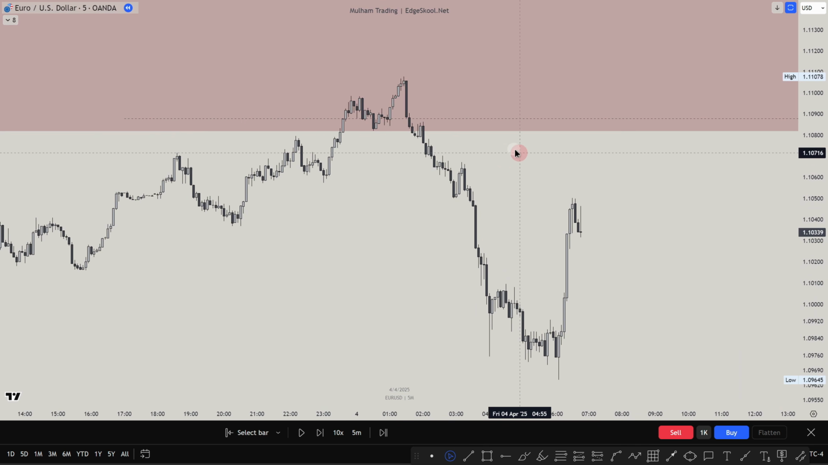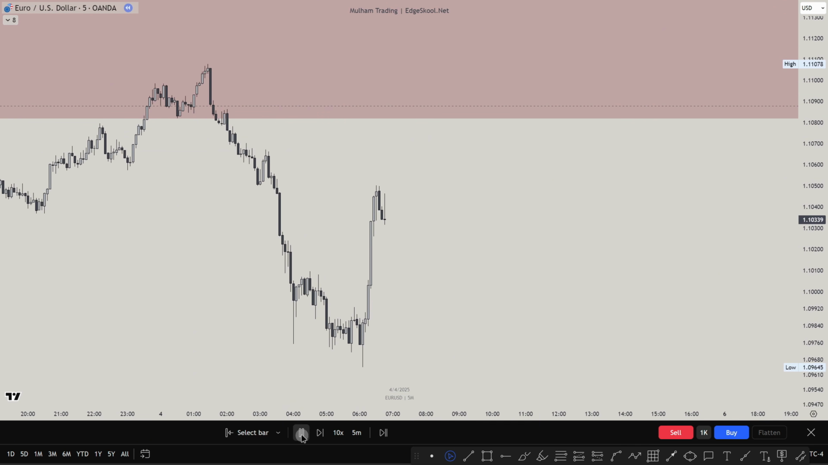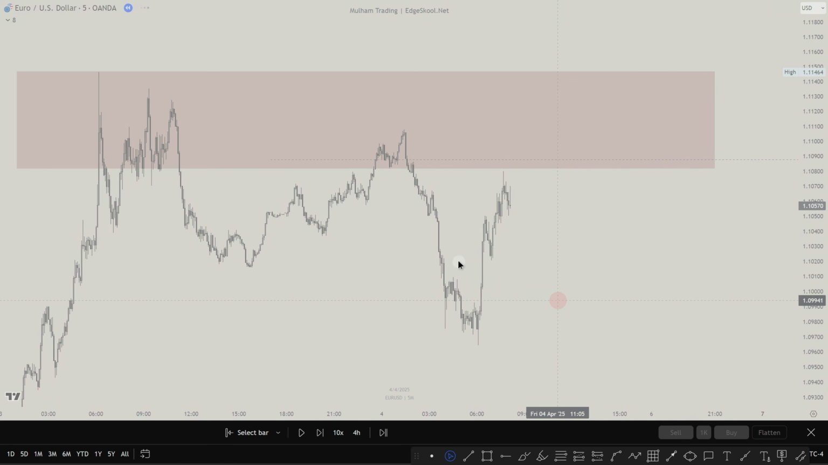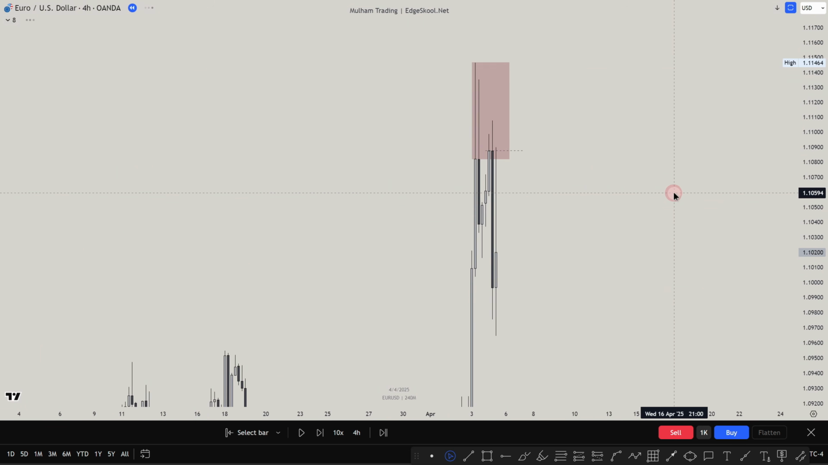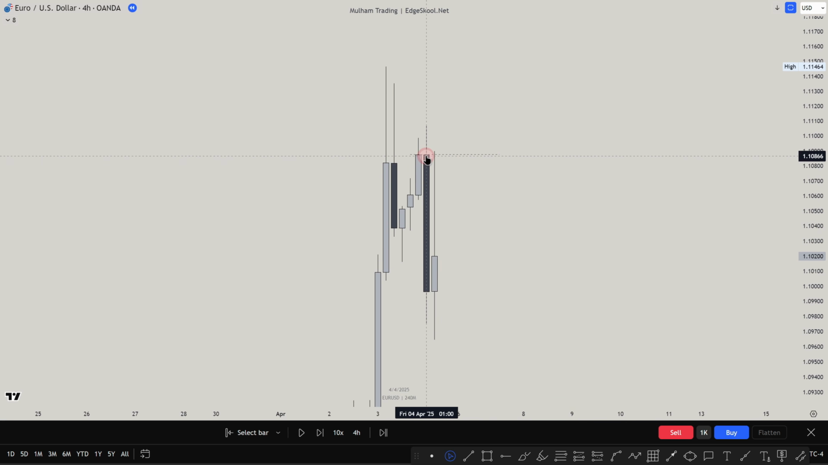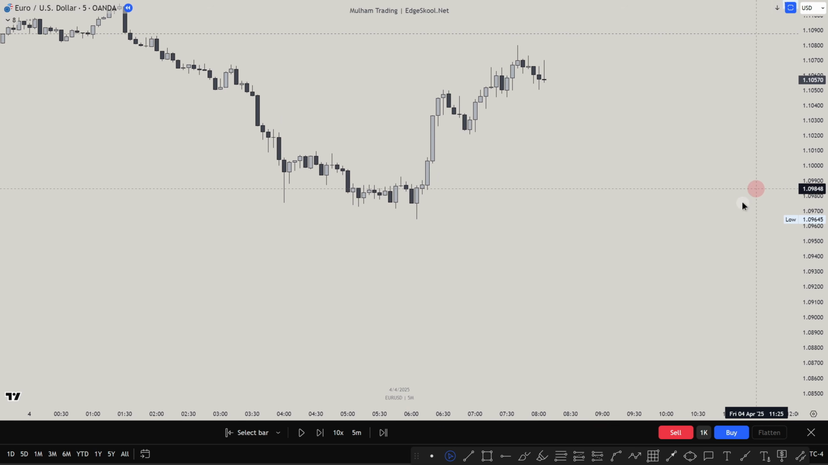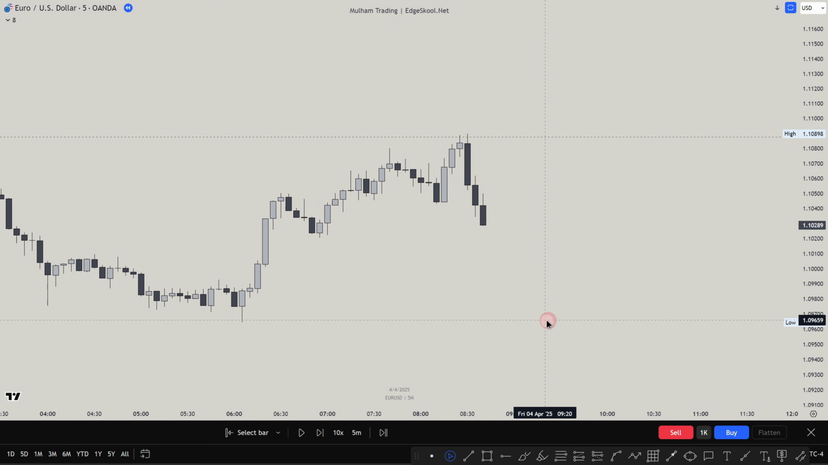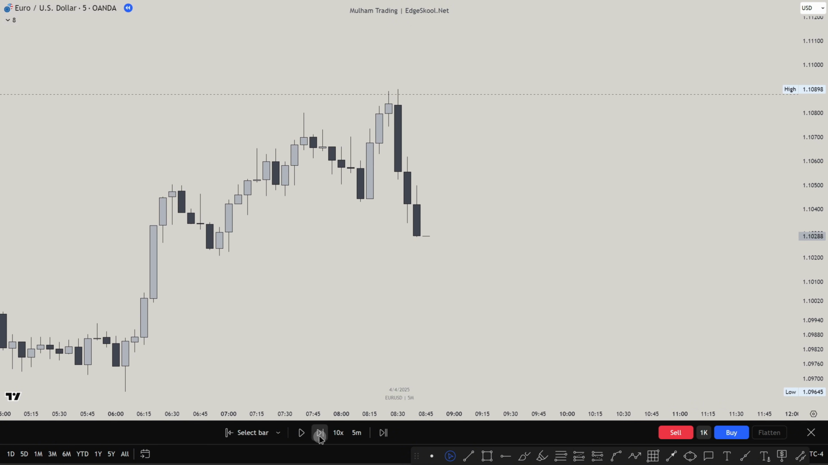So if we look at this level here, that is the extreme level that we're talking about. Actually, let me just get back here. So the extreme level, yes, that is the one. Gotta remove this. That is the extreme level. We go back to 5 minutes, for example, and let's see how price respects that level. So exactly respecting that level, going lower. What do we have? Market structure shift. What you can do is look for any entry.